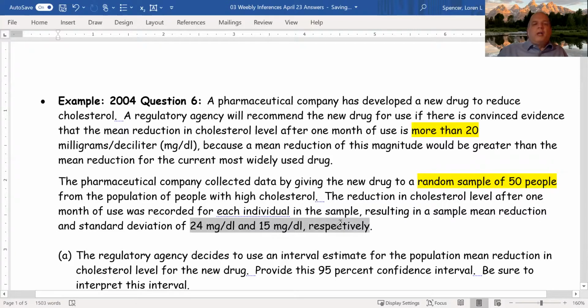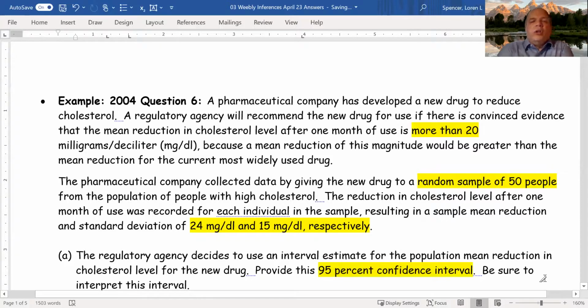All right, couple things before we actually get in, just give me a moment, I'll get to it. The regulatory agency decides to use an interval estimate for the population mean reduction in cholesterol level for the new drug, provide this 95% confidence level. All right, so they're telling us they want a 95% confidence level.